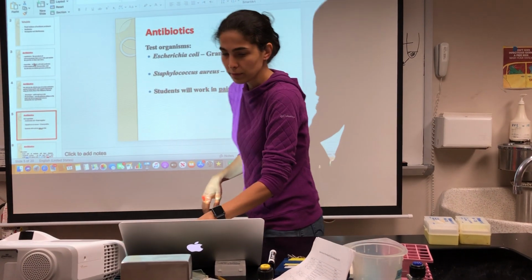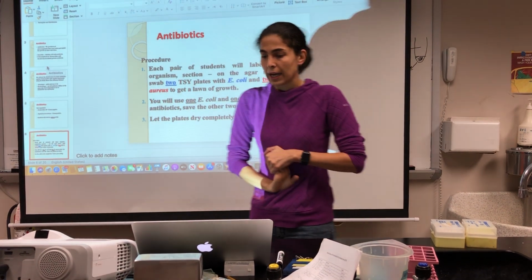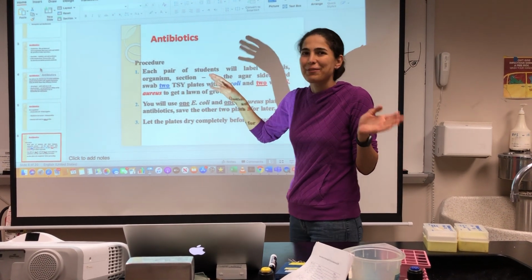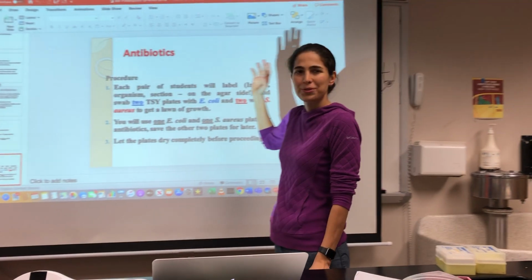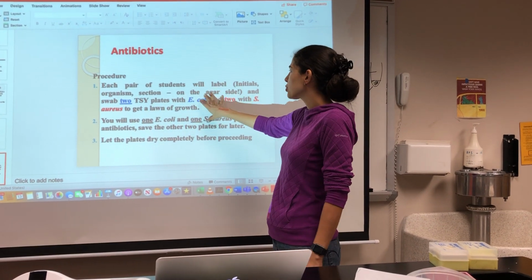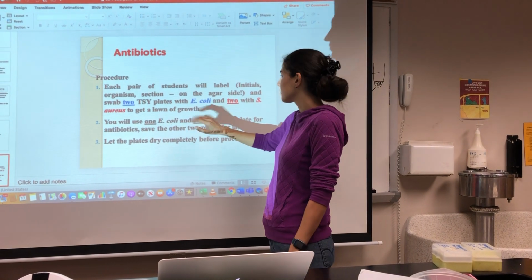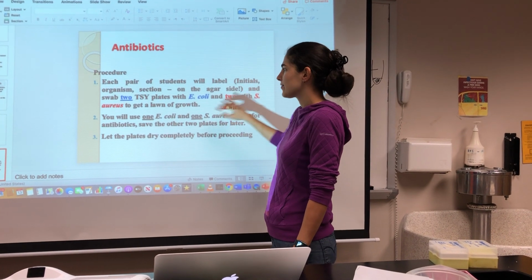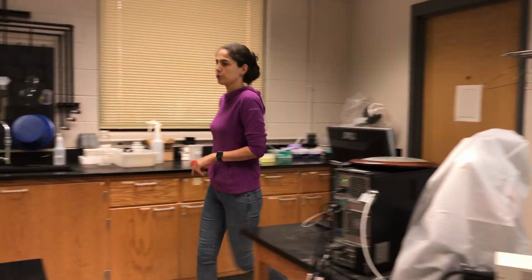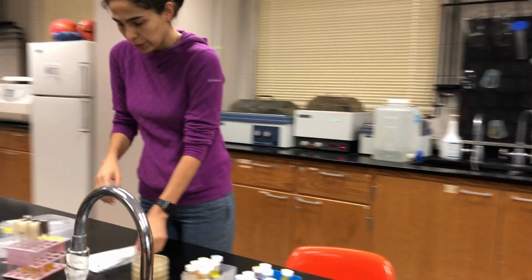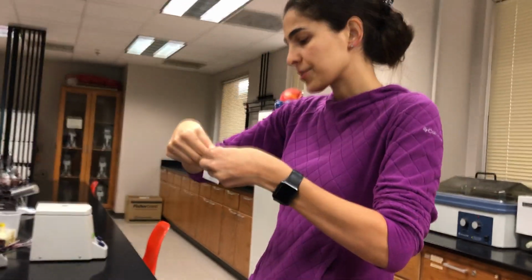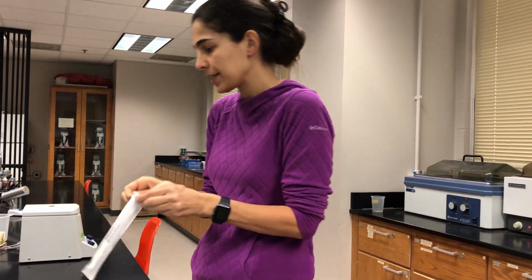What you are going to do, each pair of you if you are in class, but now I'm going to do it, is label and swab 2 TSY plates with E. coli and 2 plates with Staph aureus to get a lawn growth. I will show you how to do it. So here is the sterile cotton applicator.